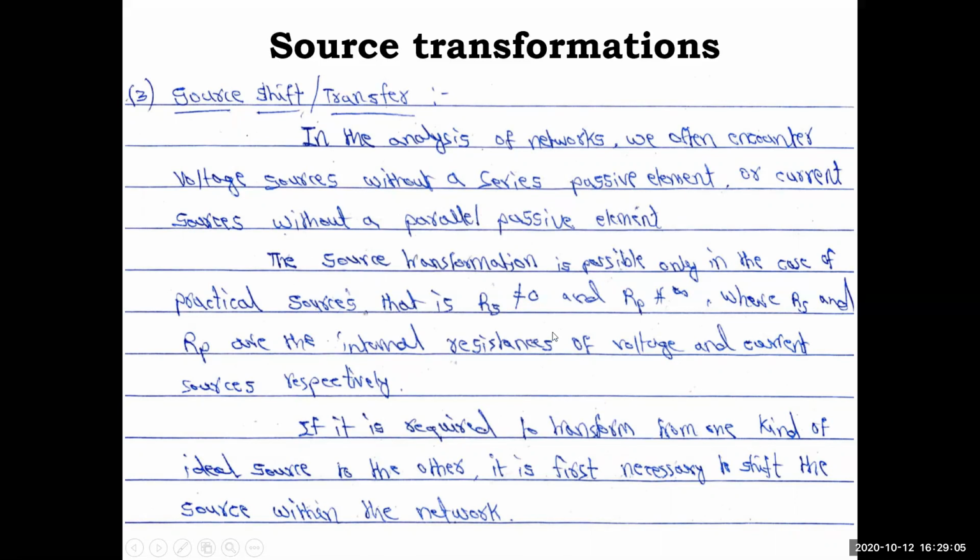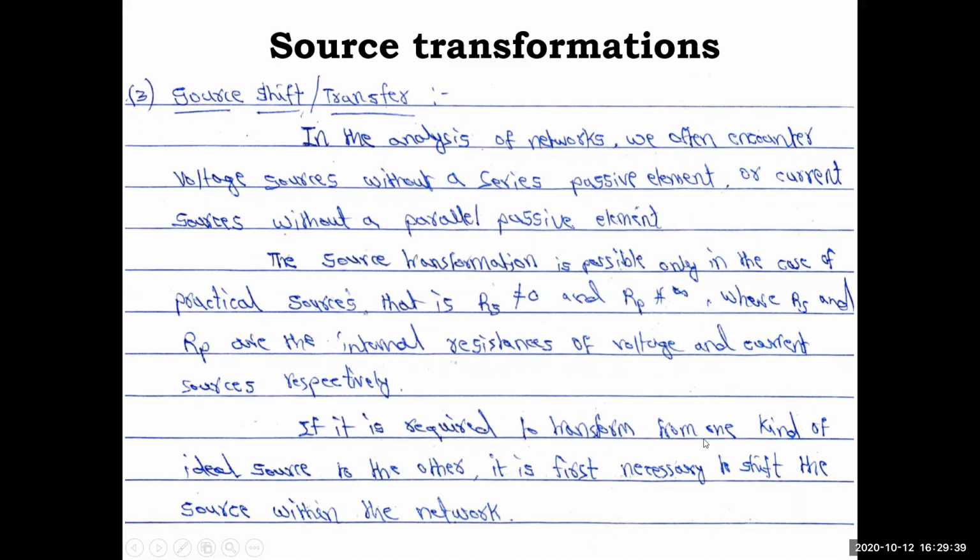Source transformation is possible only in the case of practical sources, that is Rs is not equal to 0 and Rp is not equal to infinity. That means there is a small resistance in series with the voltage source and there is a resistance in parallel with the current source. If this is not there, then it will be open circuit, right? So that time we apply this, where Rs and Rp are the internal resistance of voltage and current sources respectively.